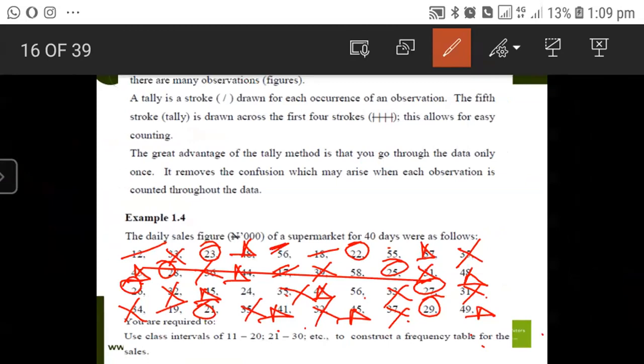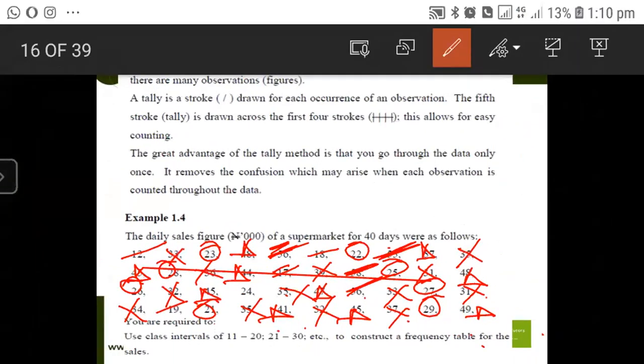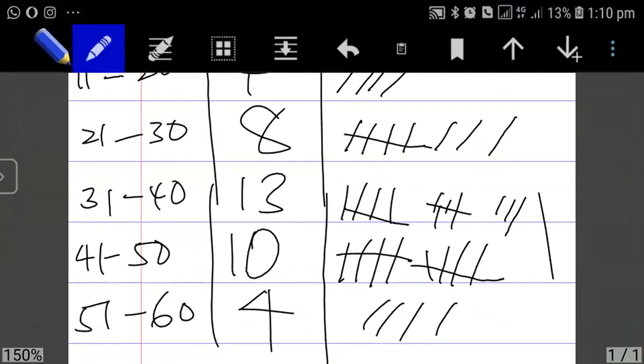51 to 60: 1, 2, 3, 4. That is 4. But there's one figure here. There's 24 here that I did not remember to circle. And this one falls between 21 to 30. Go and add this 24 to it. So this one should have been 9.